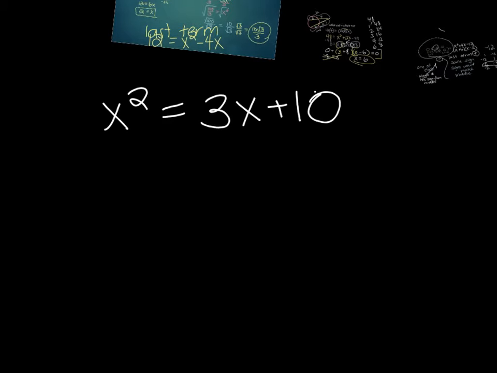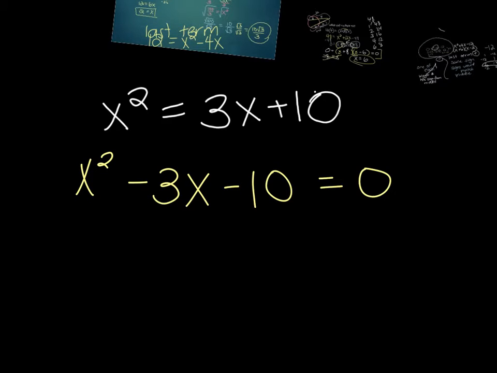So again, I would recommend that you always keep the x squared positive. I would move the ones from the right-hand side to the left this time. So as I move them left across the equal sign, they're changing signs. So I would get x squared minus 3x minus 10 equals 0.